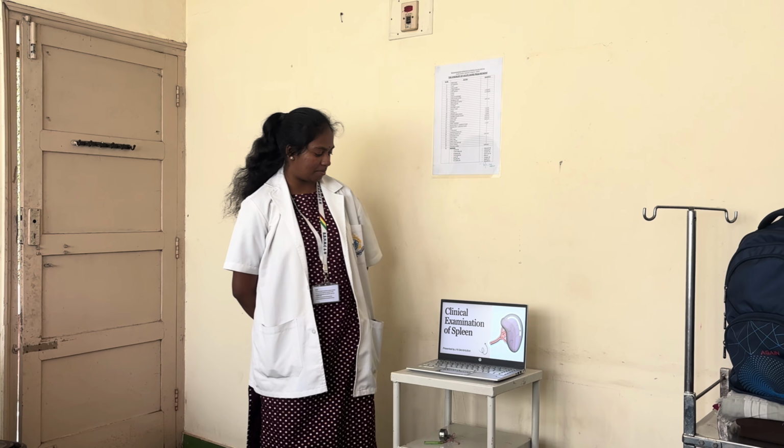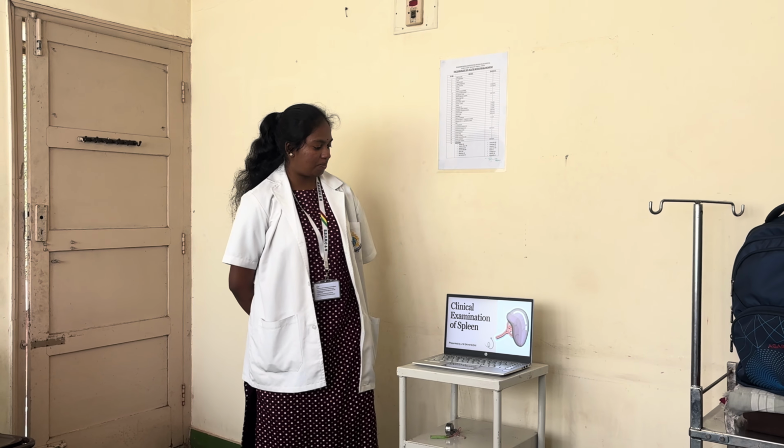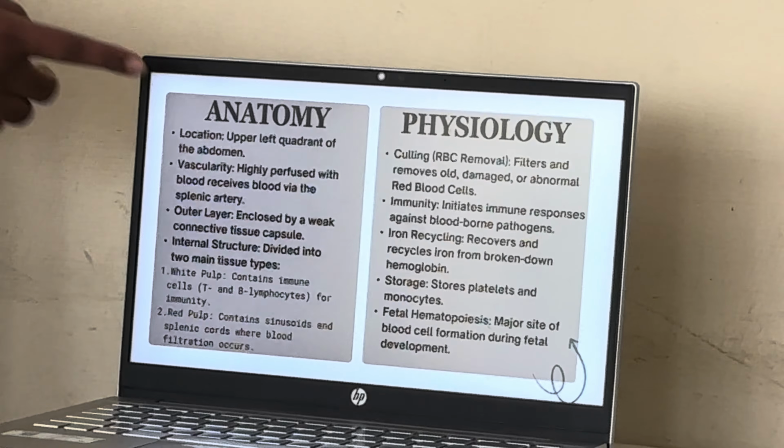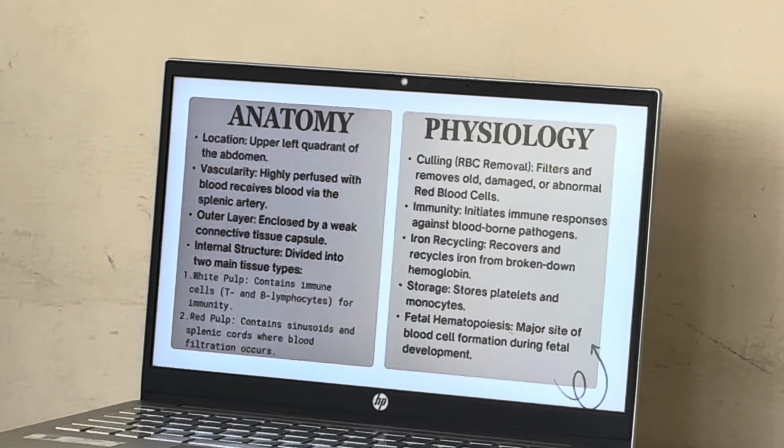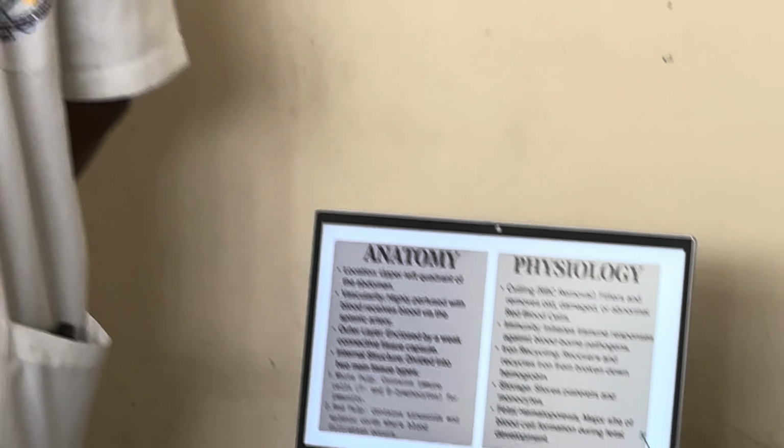Good morning everyone. So today I'll be telling about the clinical examination of the spleen. The spleen is an organ in the abdomen which is located in the left hypochondrium. So we'll first study its anatomy and physiology. Anatomically, its location is in the upper left quadrant of the abdomen. It is highly vascular.